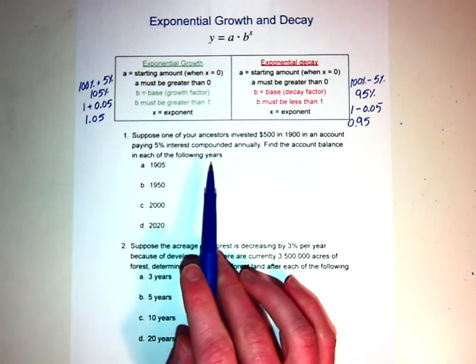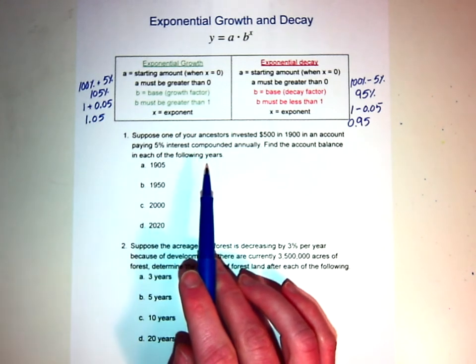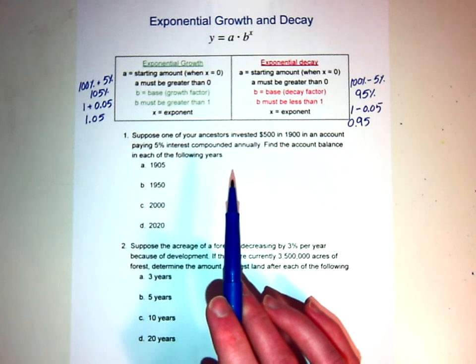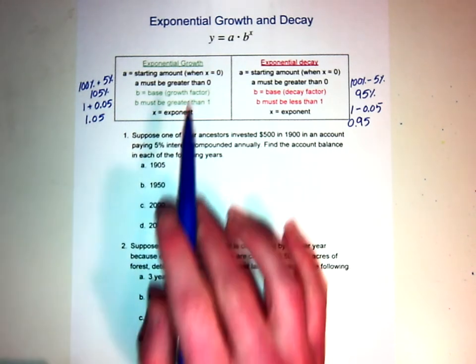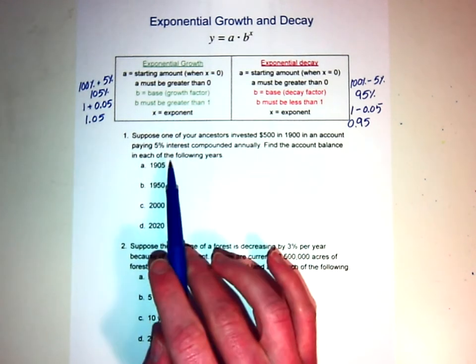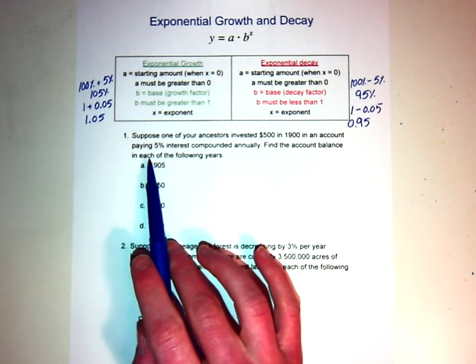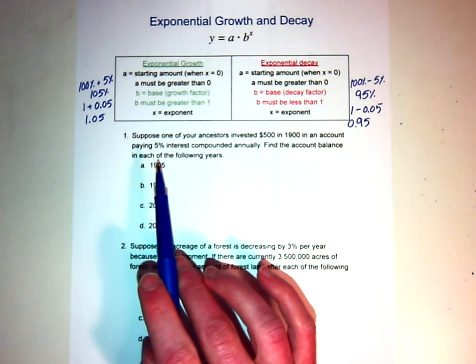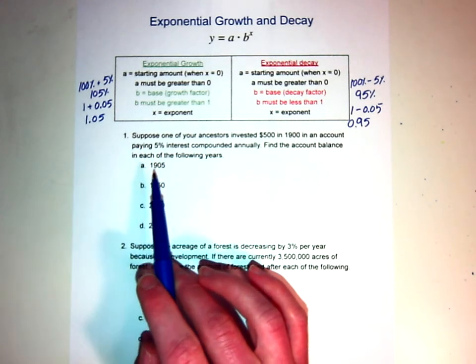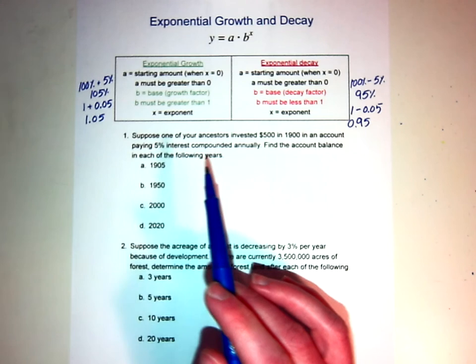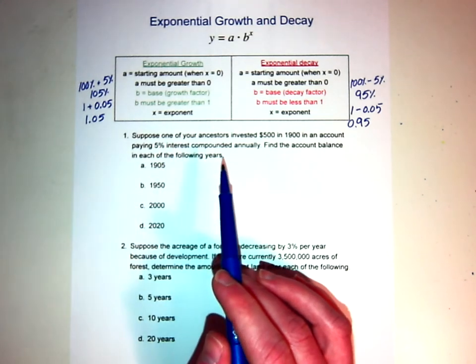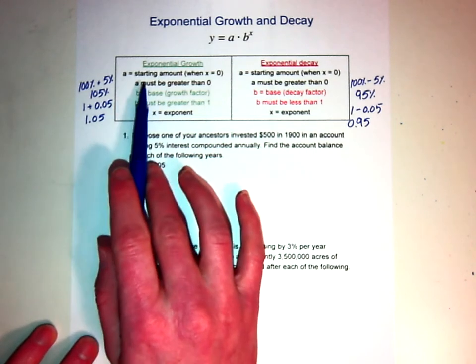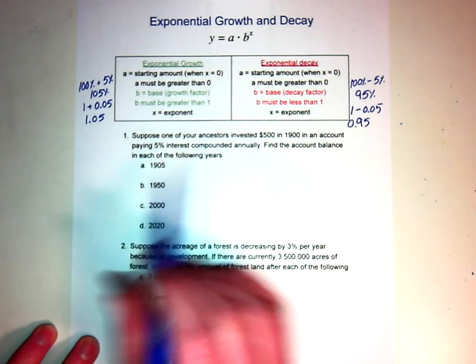First, we need to determine: is it exponential growth or exponential decay? It is paying 5%, they're paying me 5% for having that money in there. So it's growing. We're gaining more money in that account because we are letting them use it. They're giving out loans, making money, and so they're rewarding us for that. So we need the starting amount. Well, the starting amount was 500.